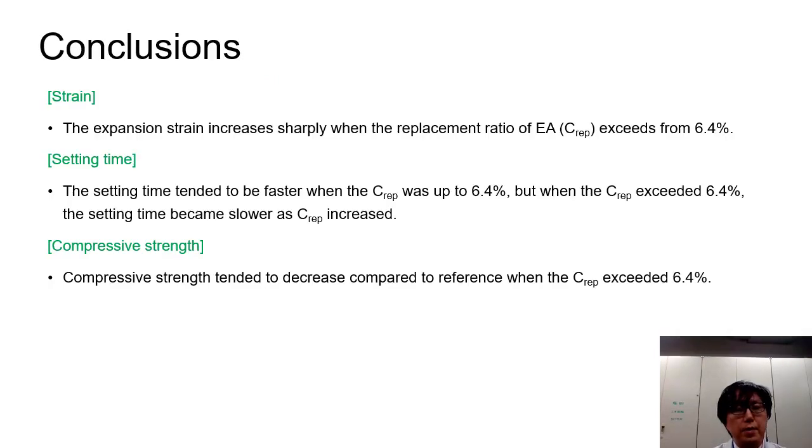The conclusions will be explained. Regarding strain, the expansion strain increases sharply when the replacement ratio of expansive additive exceeds 6.4%. The setting time tended to be faster when the replacement ratio was up to 6.4%, but when the replacement ratio exceeded 6.4%, the setting time became slower as the replacement ratio increased. Compressive strength tended to decrease compared to the reference when the replacement ratio exceeded 6.4%.